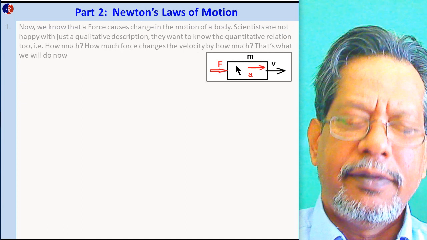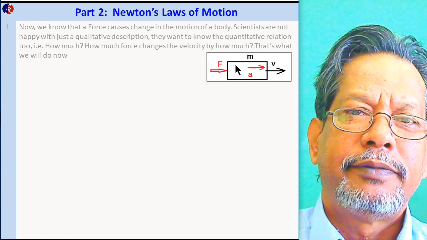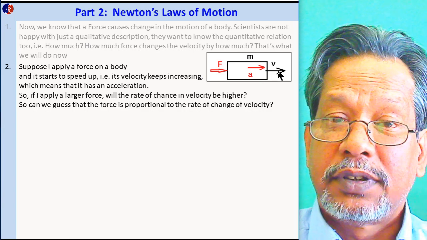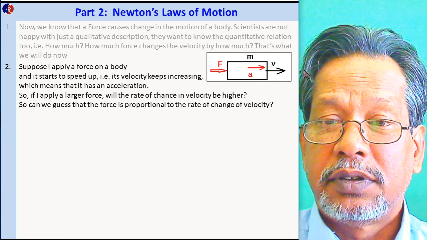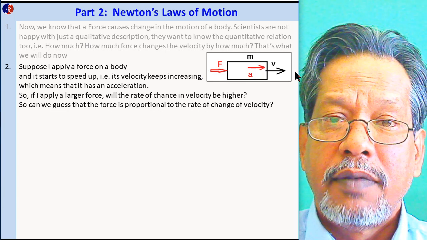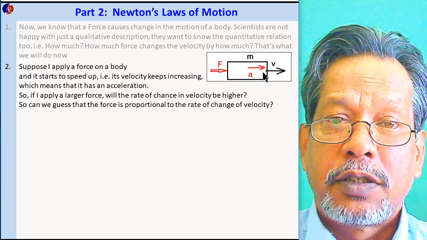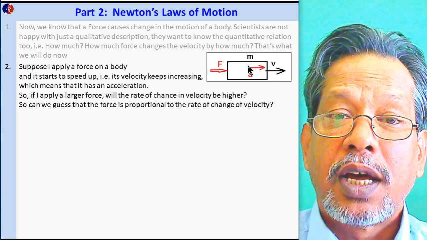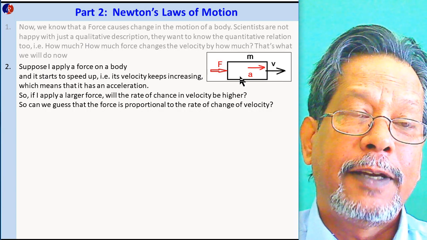Okay, suppose I have a body, I apply a force, and it's got some velocity. It starts moving in that direction. If I apply the force in this direction, velocity. Suppose it was stationary, it starts moving in that direction. That's what it is. And the body has a mass m, okay?